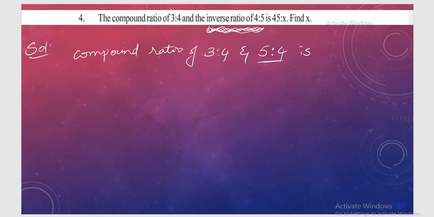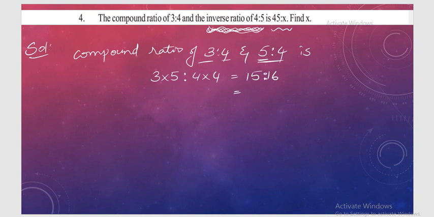So compound ratio of this is nothing but given by, so 3 into 5, because antecedent, so 3 into 5 is to 4 into 4, which gives me 15 is to 16. But here if you observe, what is the given compound ratio? 45 is to x, no? So 15 is to 16.